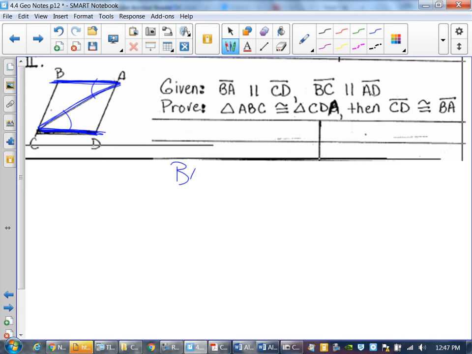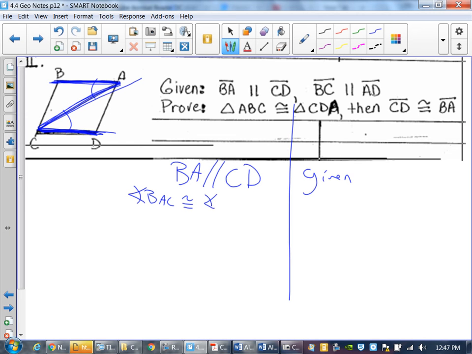So BA parallel to CD. That means angle VAC is congruent to DCA. And you have to put the ugly symbol in. Okay? You have to have that ugly symbol. Two parallel lines are cut by a transversal, blah, blah, blah.